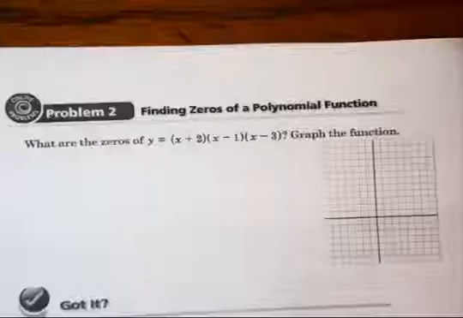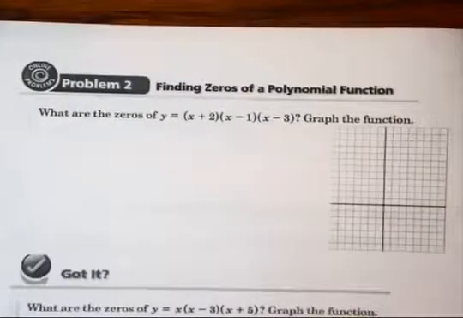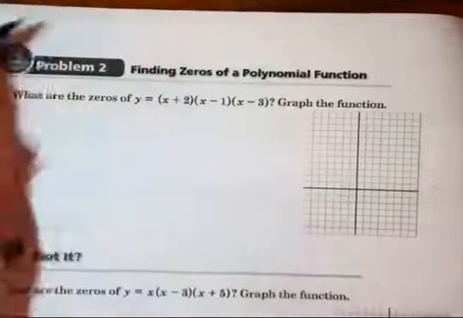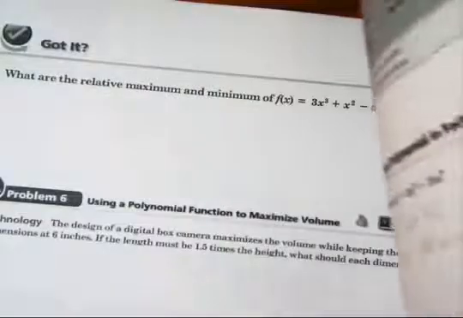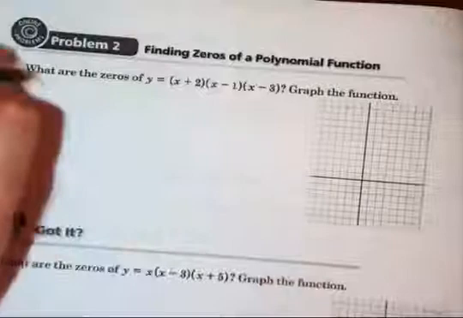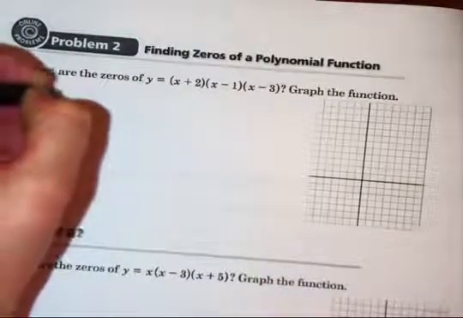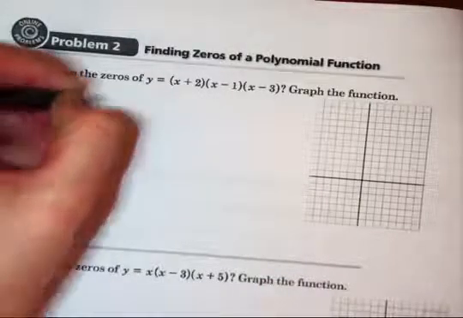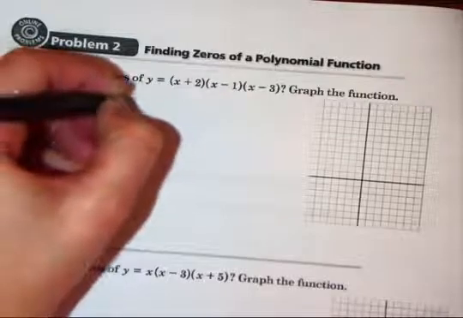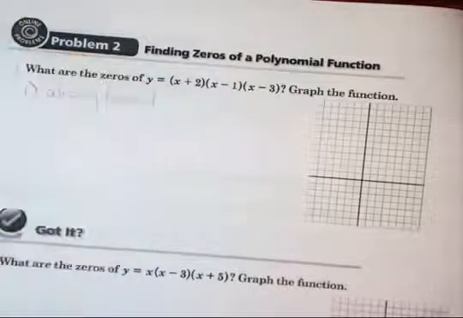Alright, let's try problem 2 now. Problem 2. What are the zeros of this particular equation? First thing to notice is if we go back to our step 1, it says find the zeros by factoring. So step 1 is already factored. We like that when that happens for us. Alright, step 2.